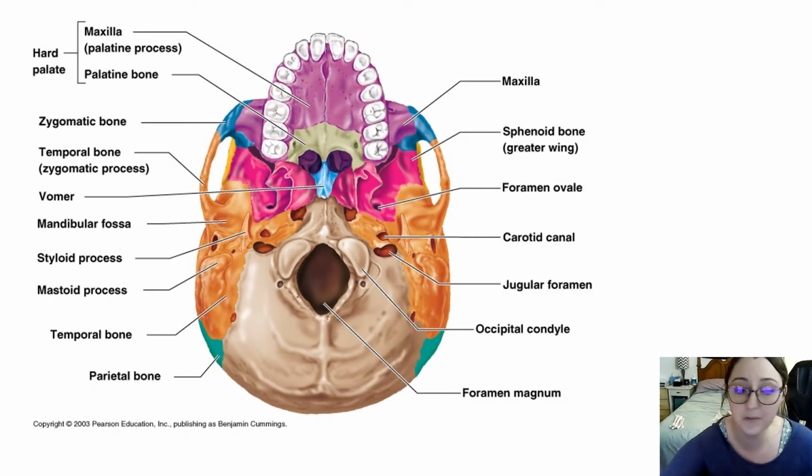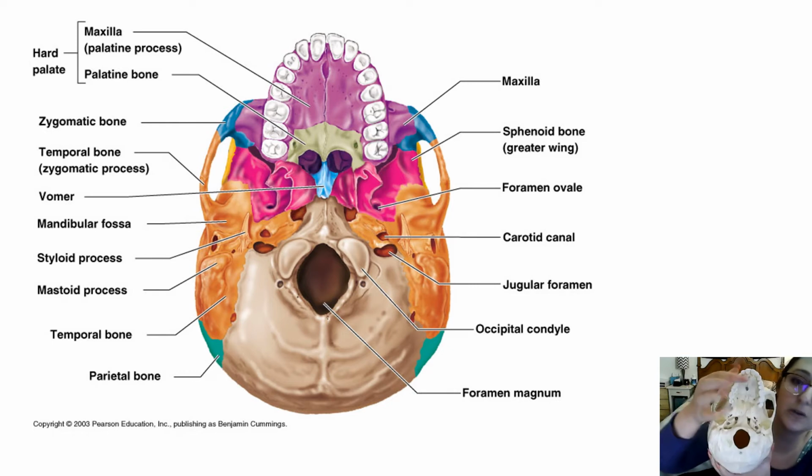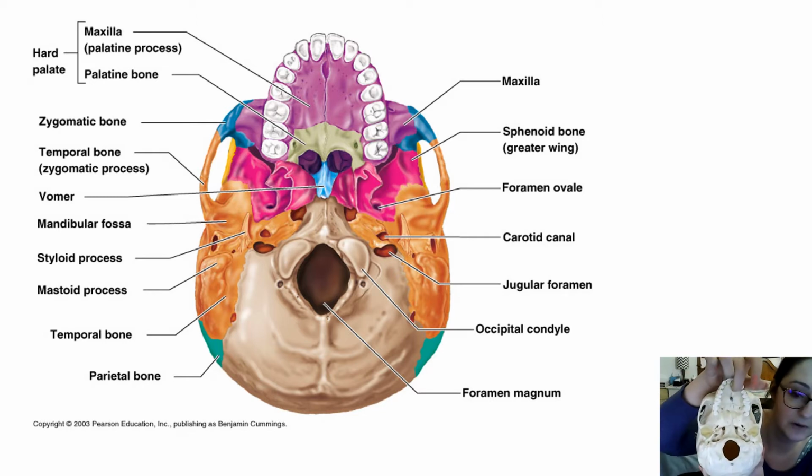So if we remove the mandible, which we already have, and we turn our skull upside down, this is the view that we get. Kind of a weird, kind of creepy view, but hey, it's what it is. The first bone I want to discuss is going to be the maxilla again. So if you look at the roof of the mouth, and if you want to feel it with your tongue, go for it, that is the maxilla, this bone right here.